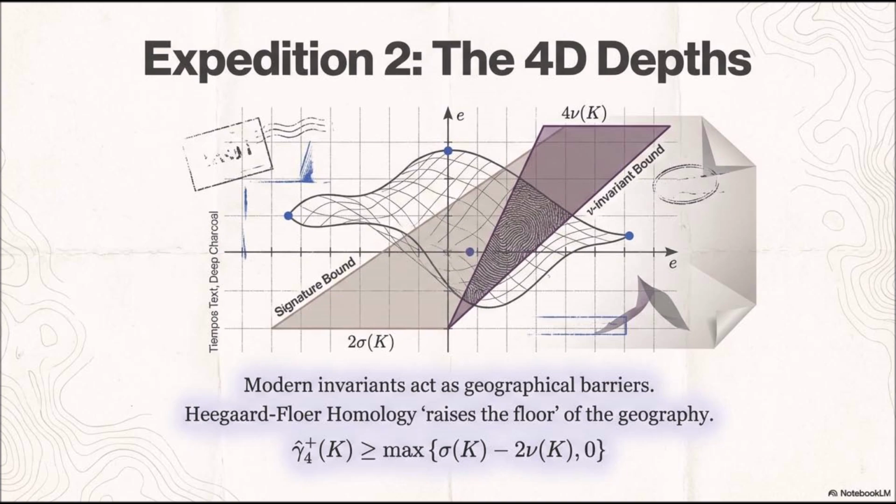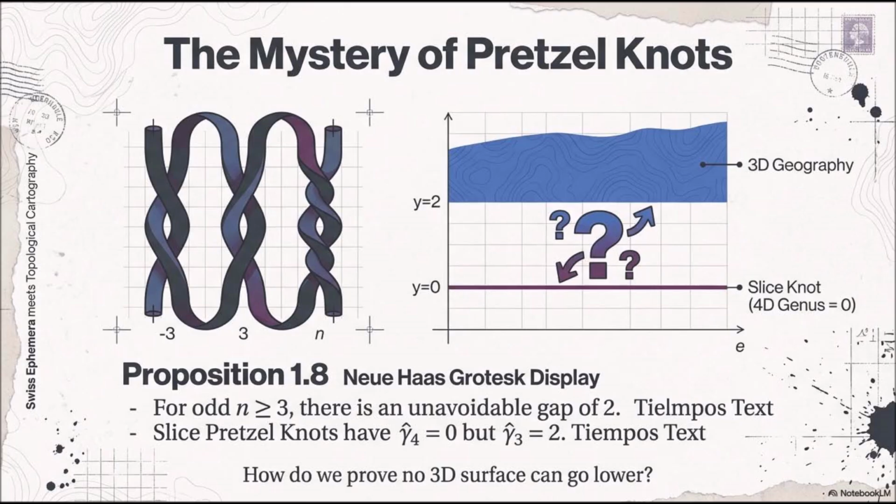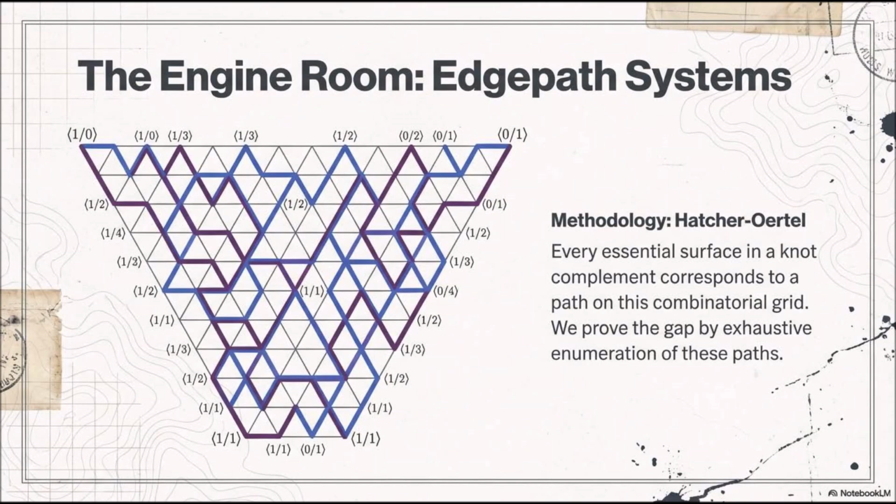Imagine the empty space around the pretzel knot. We aren't just looking at it as one big void. We're slicing it up into manageable geometric chunks, specifically these balls with tangles inside, like building blocks. Like Lego bricks for 3D space. Exactly. And the edge path isn't a path in physical space. It's a path through the possibilities of how a surface can cut through these blocks. We are navigating a map of potential surfaces.